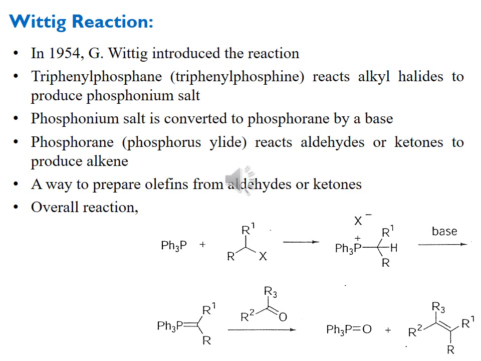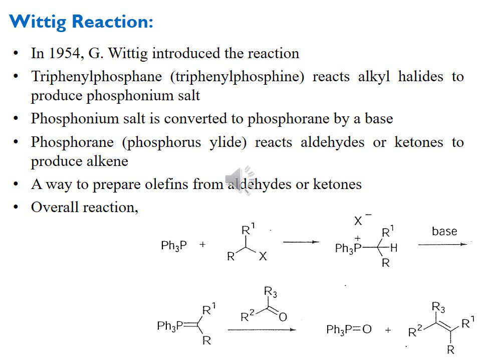These phosphonium salts are converted into phosphorane by the use of a base. The phosphorane, also known as phosphorus ylide, is the main reactant which reacts with aldehydes or ketones to produce alkenes. This reaction is mainly for the production of alkenes from aldehydes or ketones, like some other reactions we have discussed, such as the HWE reaction, etc.